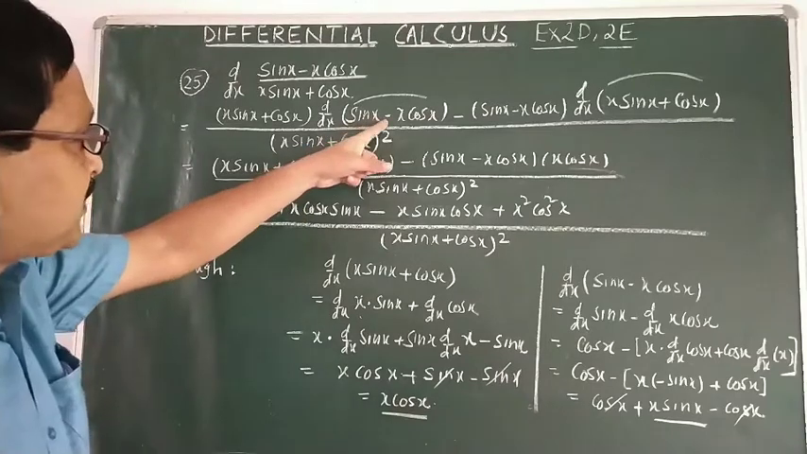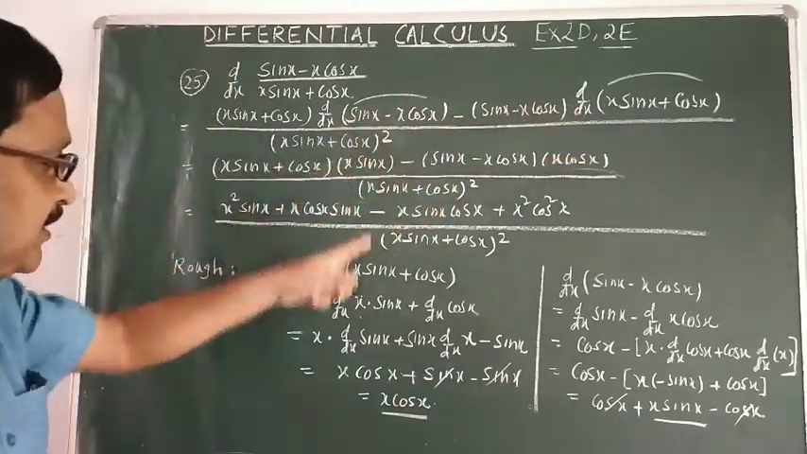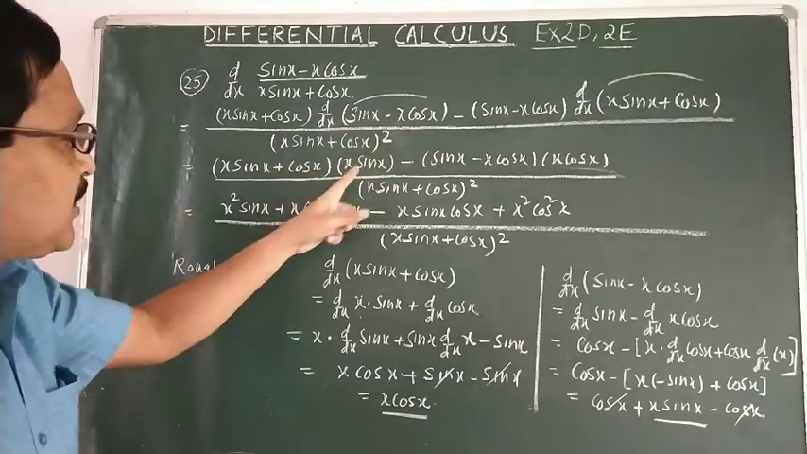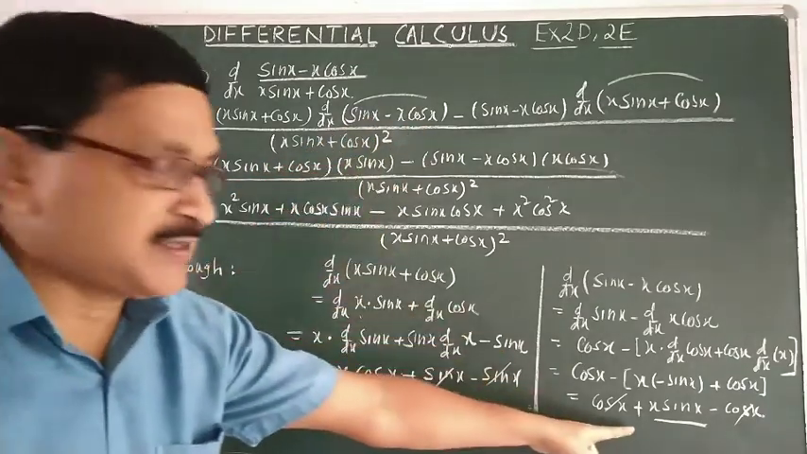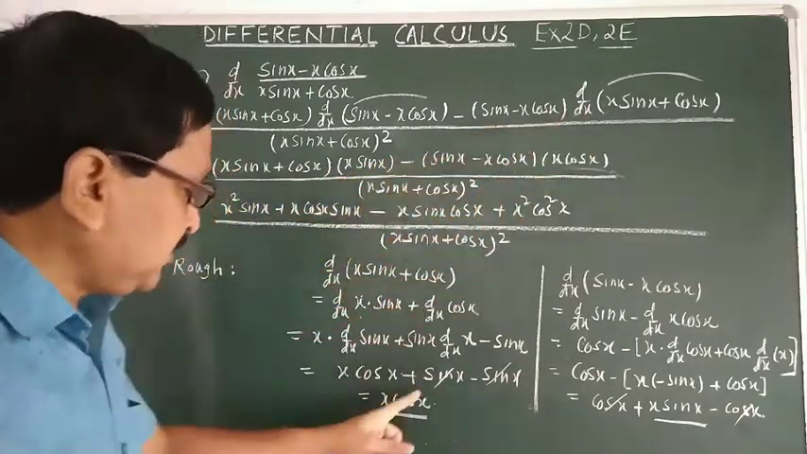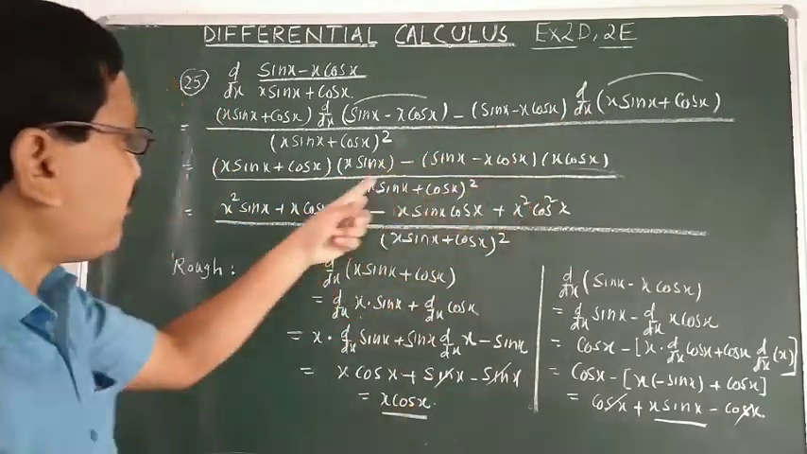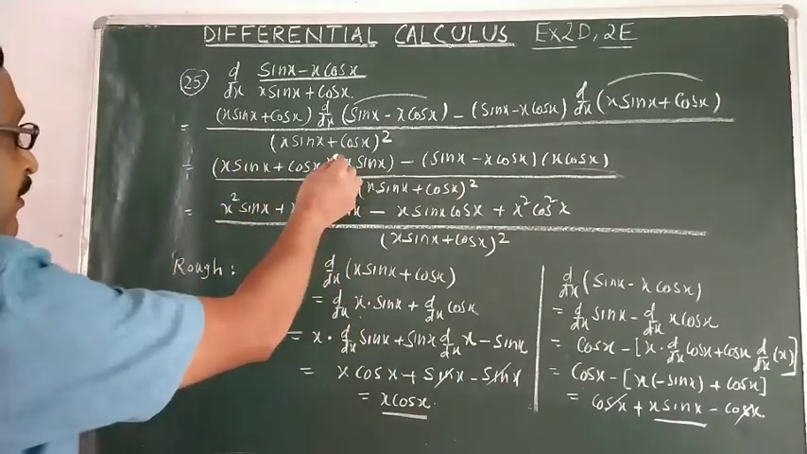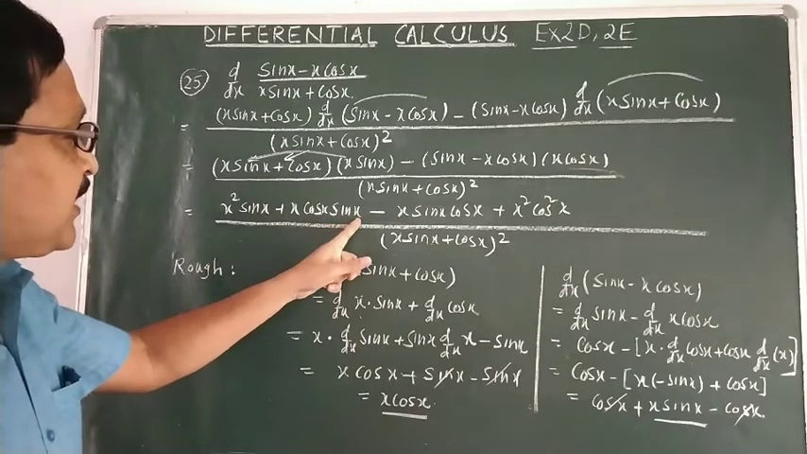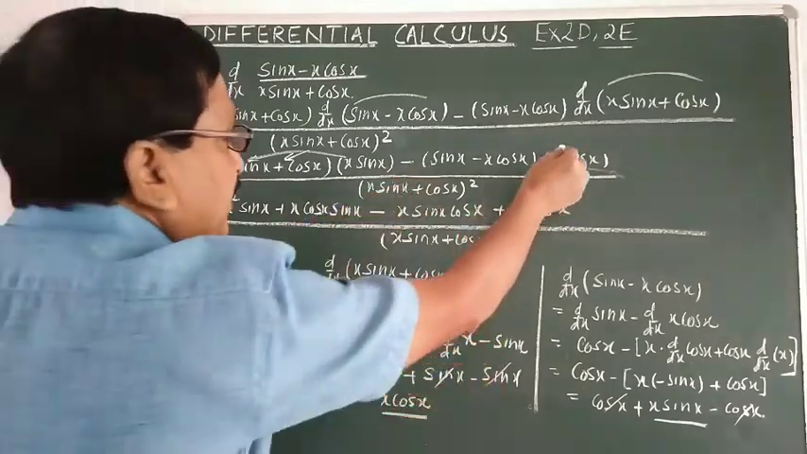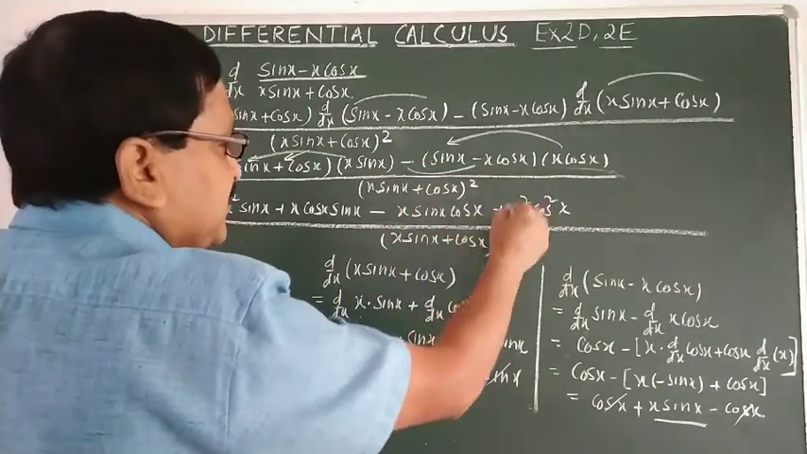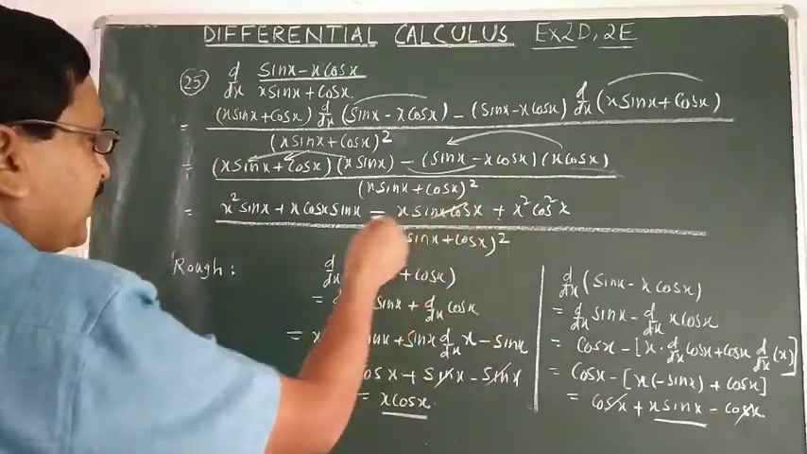So putting this and this, the value of differentiation from rough work. So I have substituted for sin x minus x cos x, we got x sin x. And for the denominator part, we got x cos x. Now multiply this with this and this. So x square sin x plus x cos x sin x. Again minus x sin x cos x, and minus minus becomes plus. So this is plus and both are cancelled.